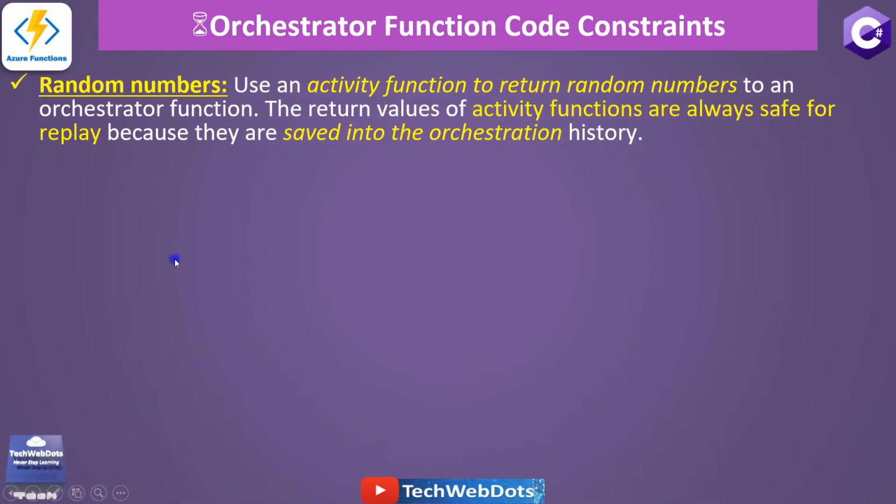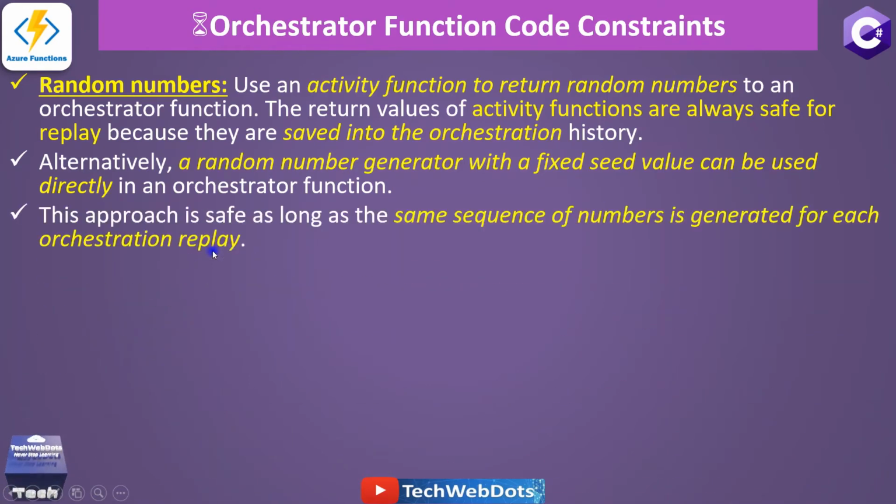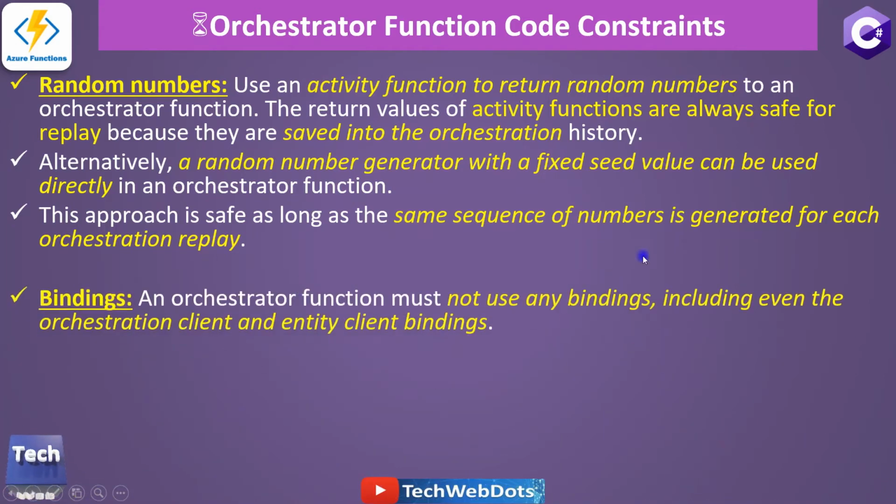So what are the other concepts? Random numbers. Use an activity function to return random numbers to an orchestrator function. The return values of activity functions are always safe for replays because they are saved into the orchestration history. Alternatively, a random number generator with a fixed seed value can be used directly in an orchestrator function. This approach is safe as long as the same sequence of numbers is generated for each orchestration replay.